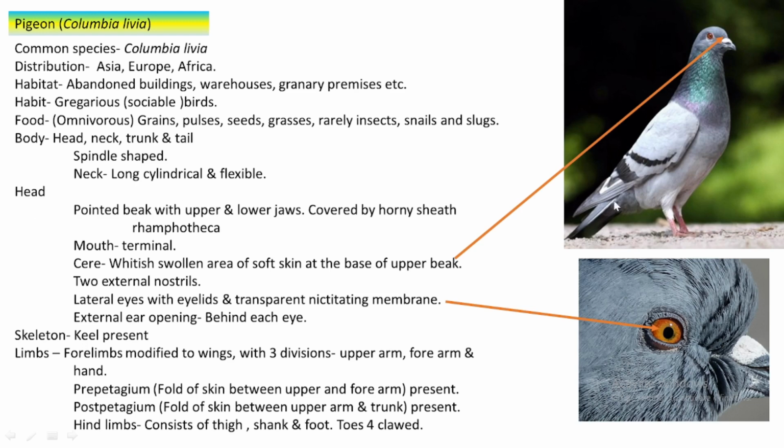Head, it has a pointed beak with upper and lower jaw, and is covered by a horny sheath. That beak is covered with a horny sheath called rhamphotheca, and the mouth is terminal. Then cere means a whitish swollen area. In this picture you can see that swollen area of soft skin at the base of the upper beak. Two external nostrils are also present.